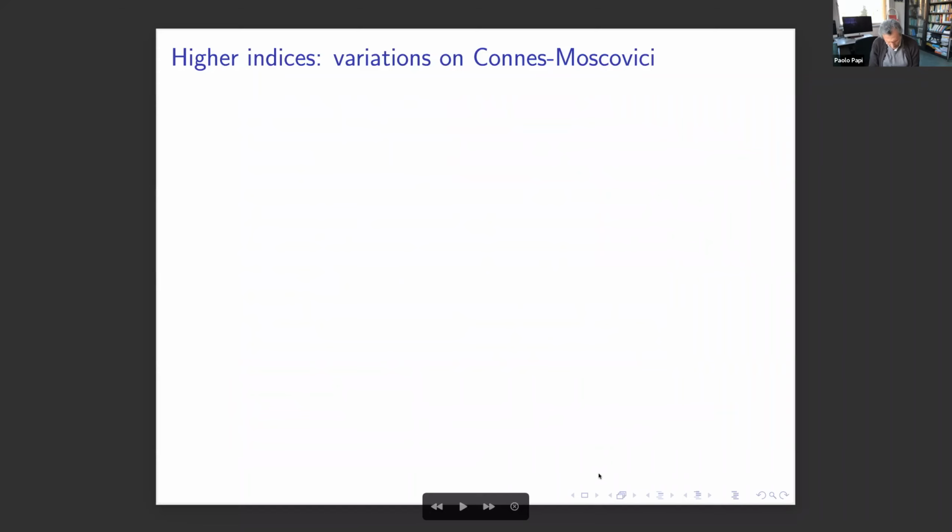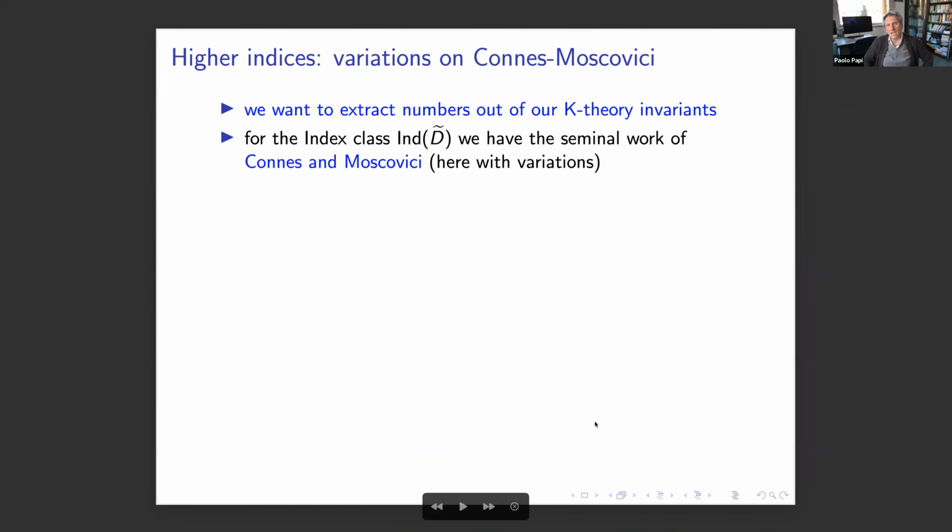Now, remember that what I wanted to talk about was how to extract numbers out of these K-theory classes. So let me talk about a fundamental work of Alain Connes and Henri Moscovici. Here, I'll make a little variation on the original treatment. As I said, we want to extract numbers. For the index class, there is a seminal work by Connes and Moscovici. I think many of us read their paper very carefully. It's one of the fundamental papers in the subject.